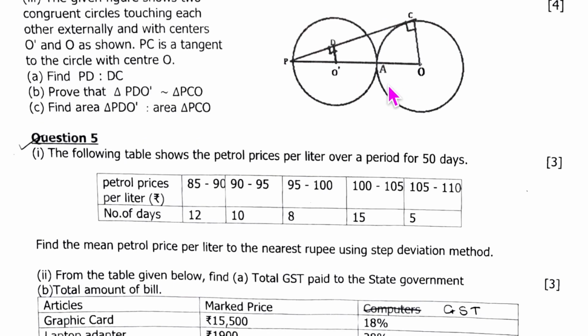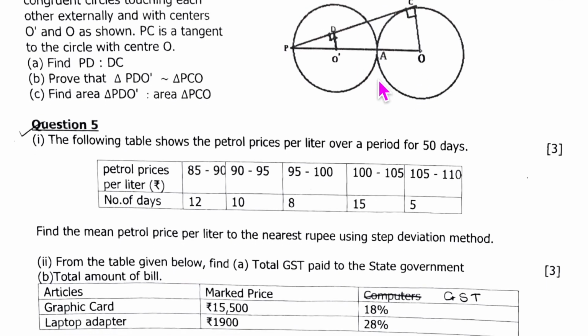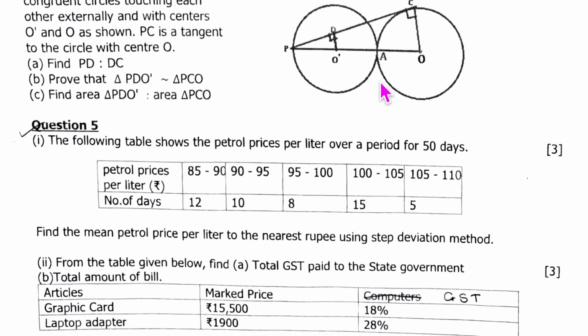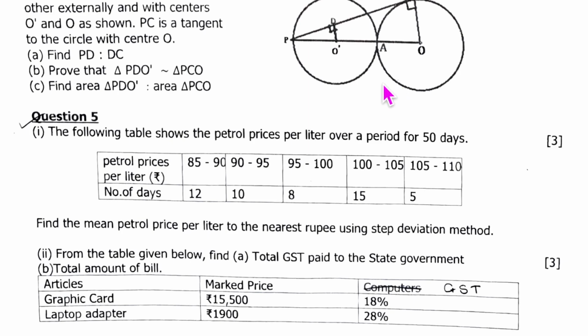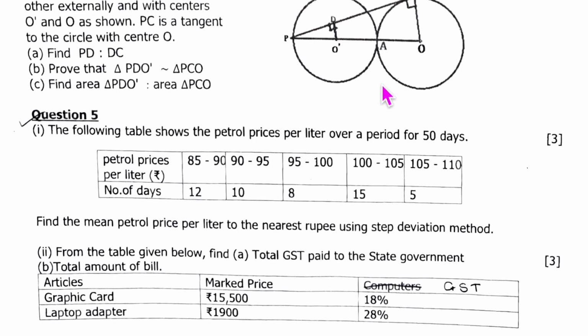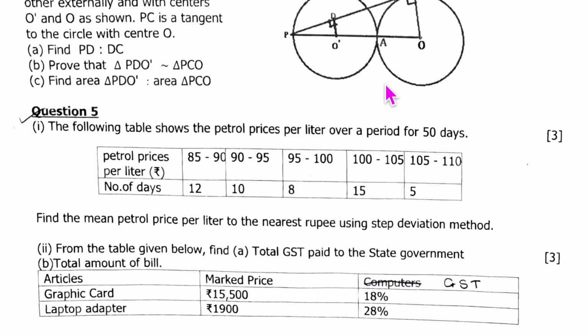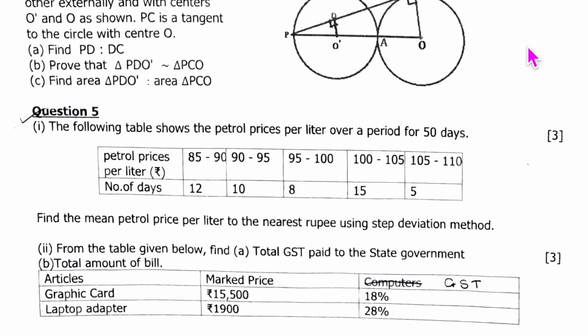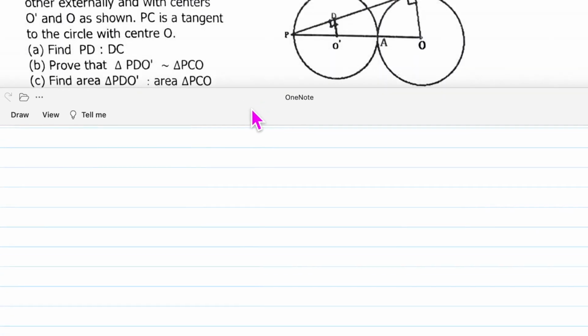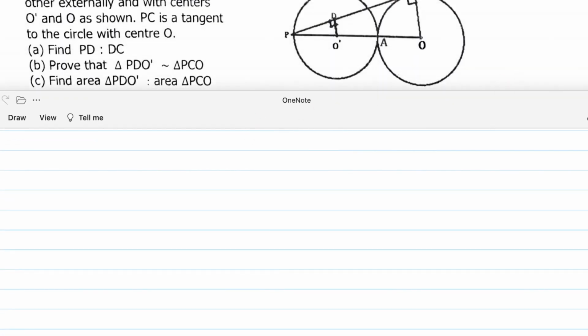These are two congruent circles. What does congruent circles mean? When both have same angle. They have the same radius. Radius. Each one has the same radius. Okay. And with centers O dash and O as shown. So we will need a little bit of space to write. Okay. So let us write what is given.